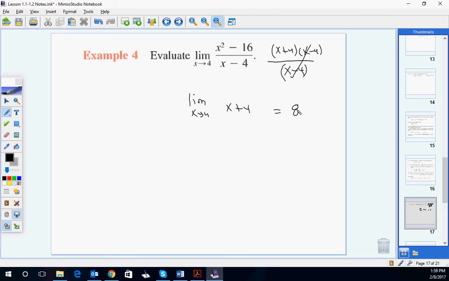Is this function continuous at 4, yes or no? No, it is not. We talked about that yesterday. It was in the definition. If you cancel something, that means you're going to have an open dot there. It's going to be an open dot because that's a hole, because if I put in 4, I have a problem.